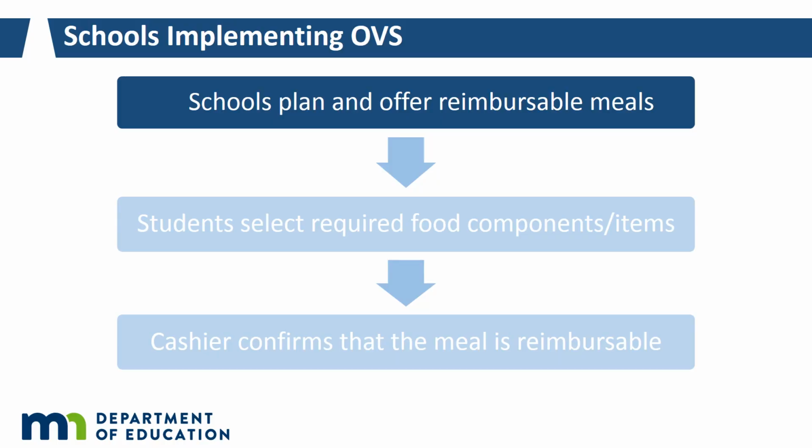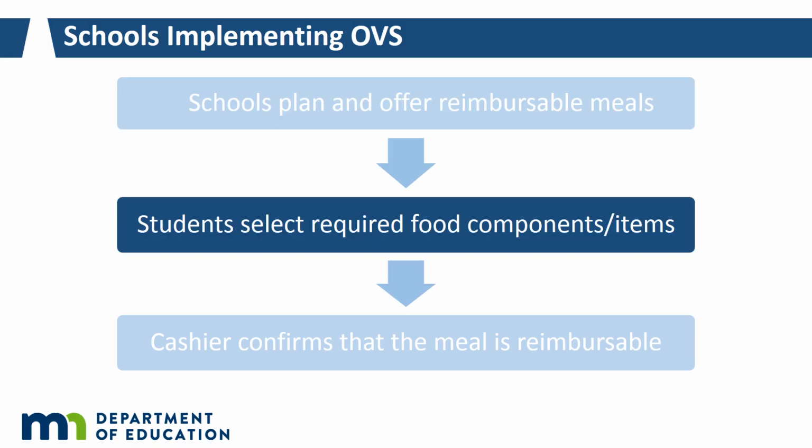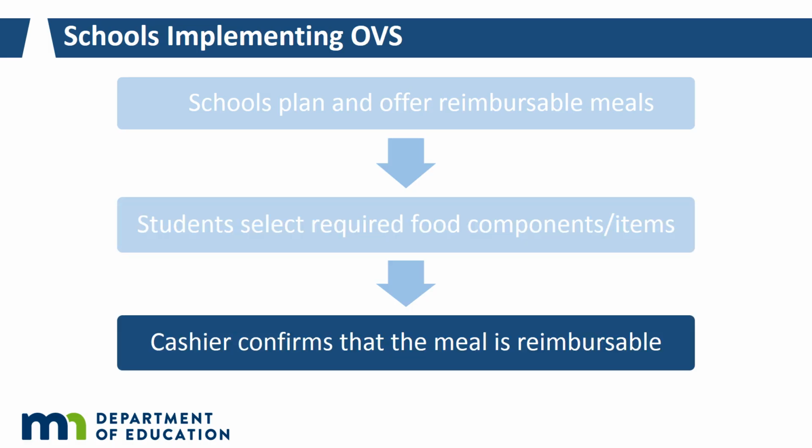For schools that do choose to implement offer versus serve, generally speaking, the way it works is that the school first plans and offers a reimbursable meal. Then, the students come through the serving line and select the required food components or items. And lastly, at the end of the serving line or after the serving line, the cashier confirms that the meal is reimbursable and then records that meal.